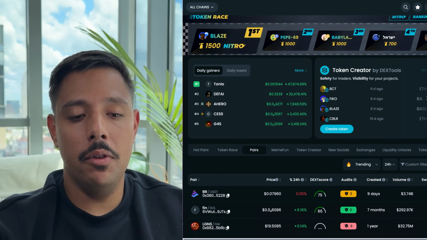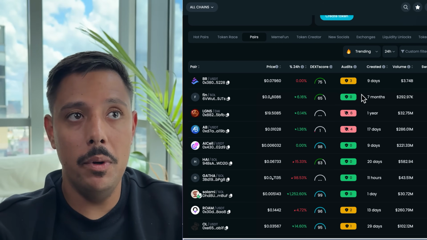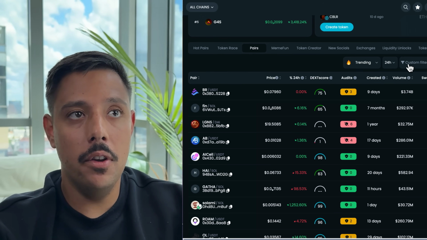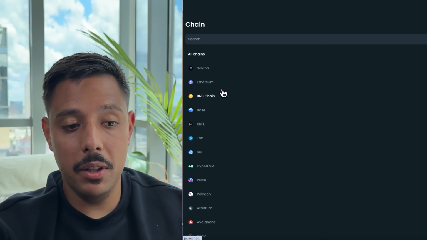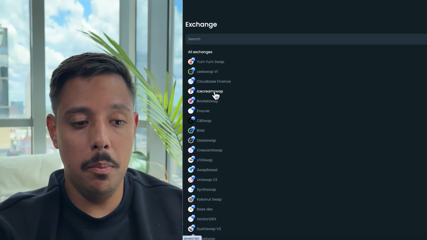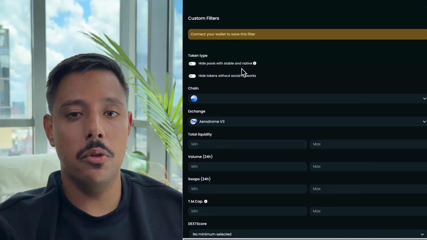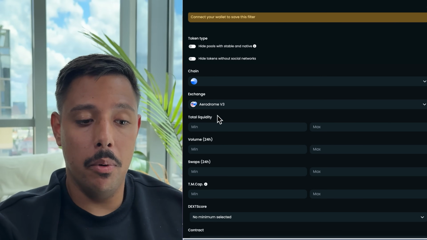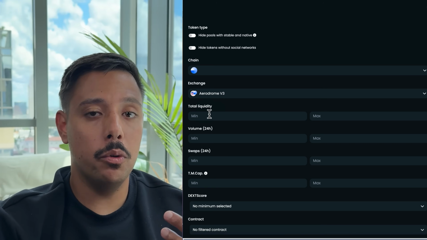Now we can finally go over to Dexscreener. So if we go to Dexscreener, you can actually filter out for what we just researched. If you come over here to custom filters, you click custom filters, and you could pick the chain Base, and you could pick the exchange. You type in "aero" for Aerodrome, and I'm going to click version 3. That's the newest version. And now that brings us to this liquidity level. So this is the liquidity of the actual token.